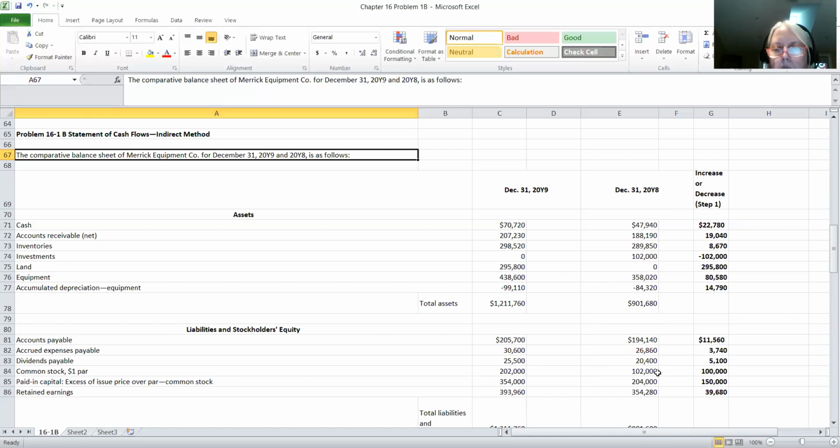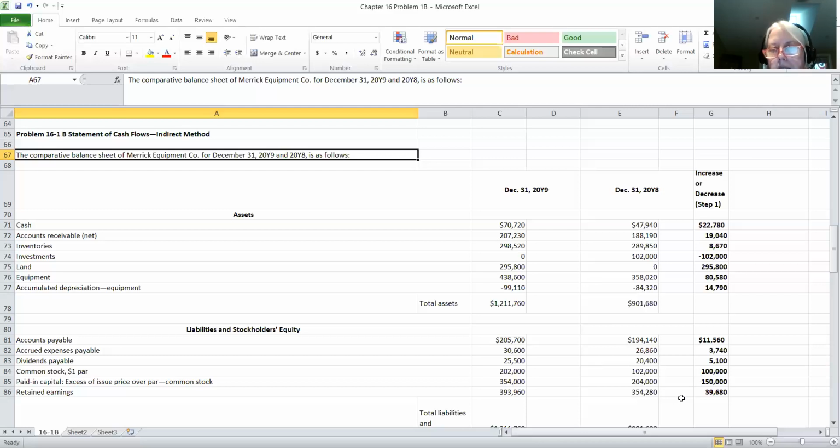My common stock also went up by $100,000, and the paid-in capital in excess of par value also increased by $150,000. What that's telling you is you sold some more stock at above the par value because you had an increase in paid-in capital. The total amount of the stock and the paid-in capital amount that increased is the total amount of cash that you received from the sale of that stock.